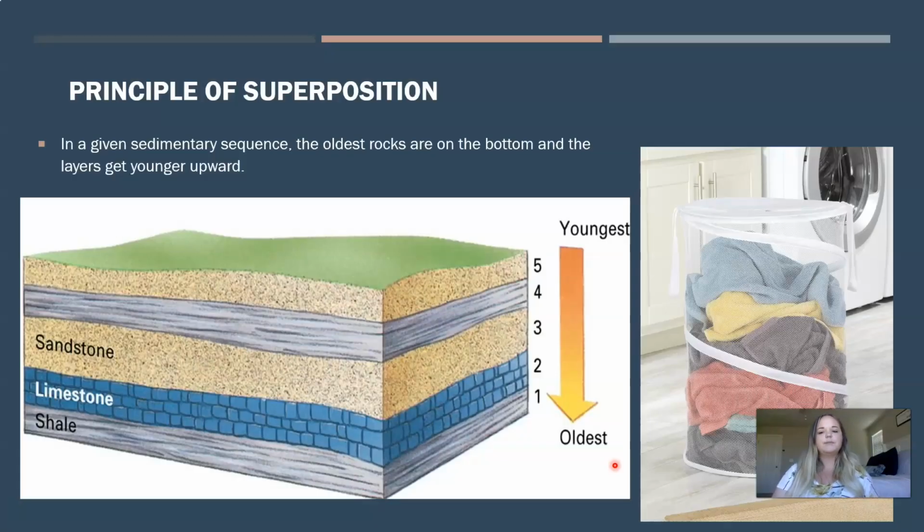So the principle of superposition is another one that we use a lot. I've already kind of alluded to it. Anything that is on the bottom of a sequence of layers is going to be your oldest. And as you move up, it gets younger and younger.